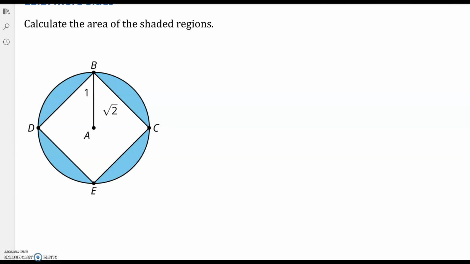I recognize that I have two shapes. I have the circle, and then I have a square inscribed inside that circle. So what I need to do is find the area of the circle and then subtract the area of the square, and that will give me the remaining shaded area. Just a reminder, I want to find the area of the circle, subtract the area of the square, and that should be the total area I'm looking for.